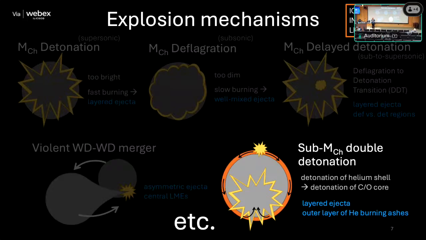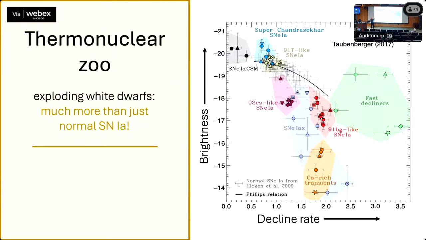Okay, so we actually think that maybe all of these mechanisms could come into play. We see a really big diversity of exploding white dwarfs. The normal 1As live on this black line. There are all these gray crosses, and if we actually plotted all of them, they would totally overwhelm the plot. So the normal 1As that we use for cosmology live here.